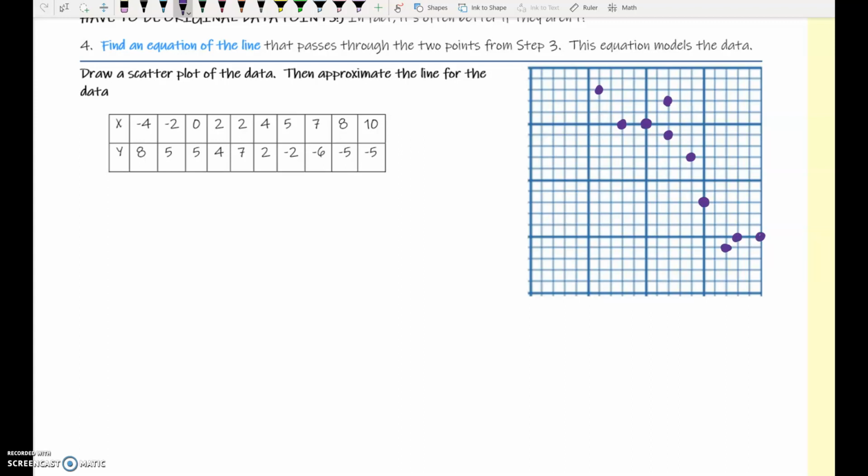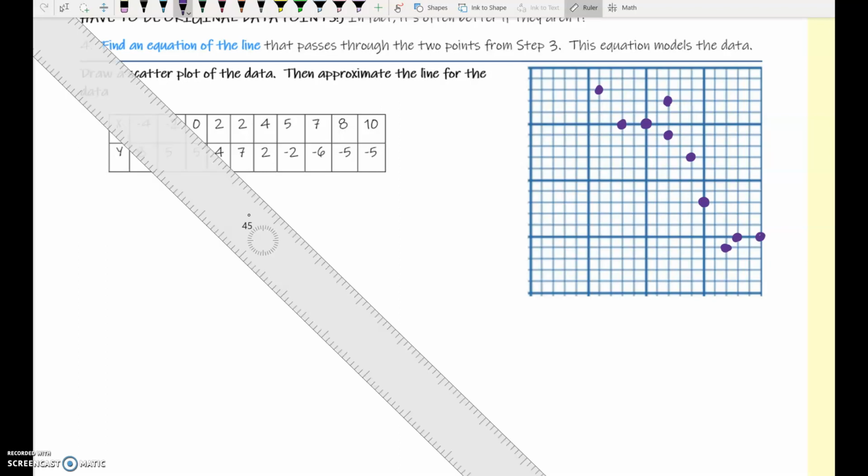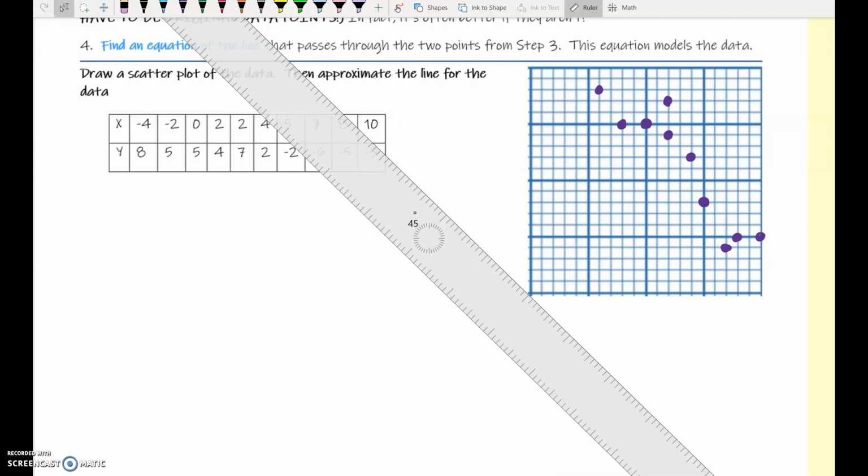As you're getting those points plotted, does this data appear to have positive correlation, negative correlation, or no correlation? Negative correlation. It looks like we could stick a line in there that kind of followed the points, and that line would have negative slope. Okay, I'm going to use a ruler for this. We need to approximate a line that fits the data.